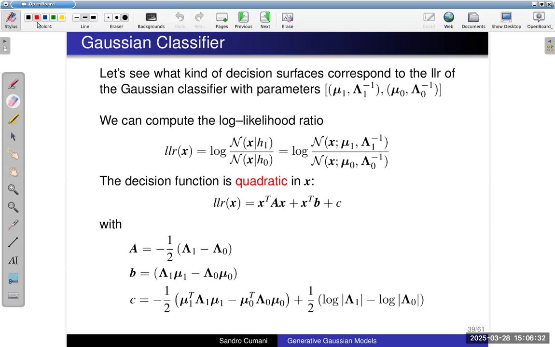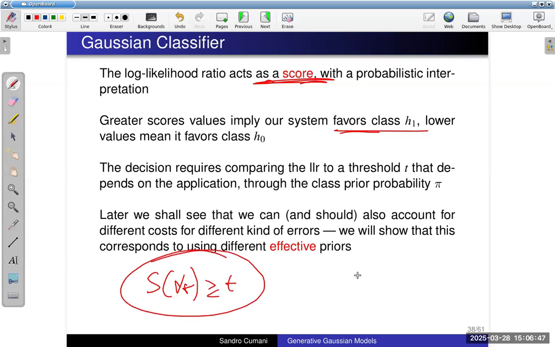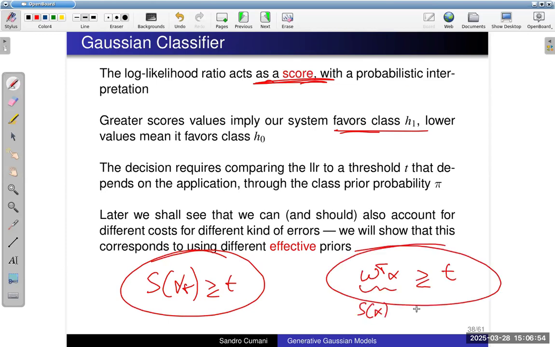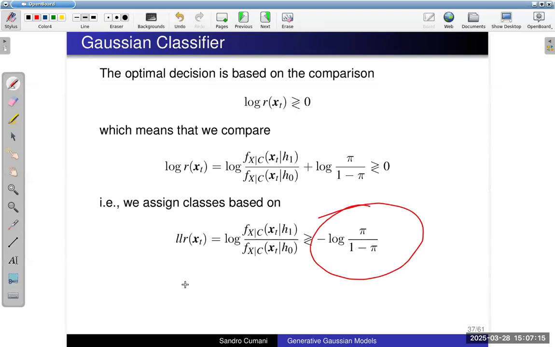Now we can ask ourselves, if our decision rule corresponds to comparing a score with a threshold, what kind of decision rule we obtain? First of all, we observe that this is similar to what we had with LDA. With LDA, we built a classifier where we were computing a score that was compared to a threshold. In the case of generative models, this score has a probabilistic interpretation. It's a log likelihood ratio. So the threshold is defined by the probability theory. We will show that the threshold that we use is optimal.